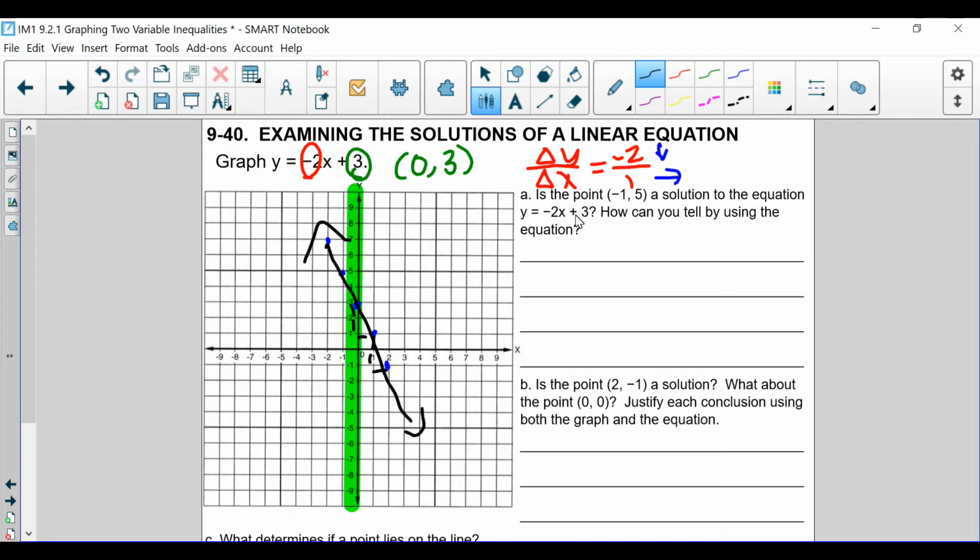All right, so it says, is the point negative 1, 5 a solution to the equation? How can you tell? Well, we look at the point negative 1, 5. Where's negative 1, 5? Negative 1, 5 is here. Is that a solution? We say yes. Why is it a solution? It's a solution because it's on the line. Yes, the point is on the line.